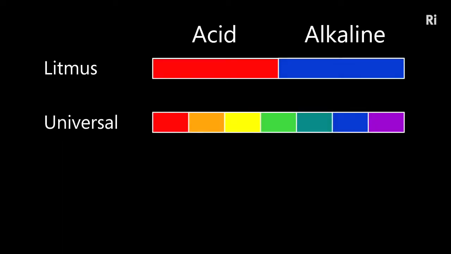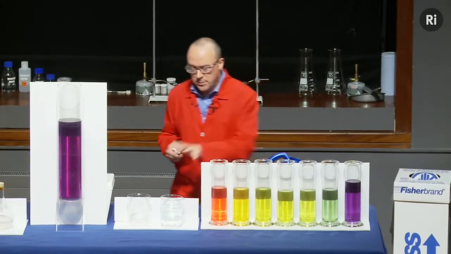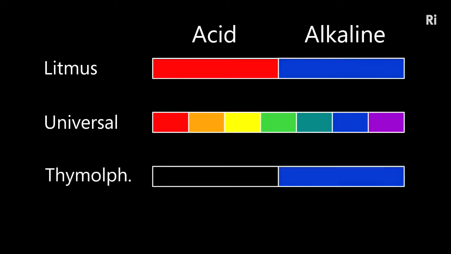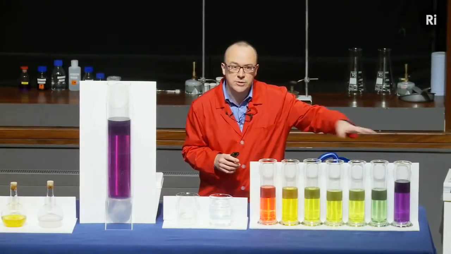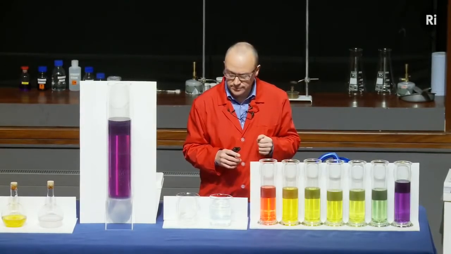It's red when things are strongly acidic. In the middle, where things are neutral, it's green. And in strongly alkali conditions, it's purple. And this experiment was based on an indicator called thymolphthalene, which is colourless in acid and it's blue in alkali conditions. So these cylinders had different amounts of acid and alkali in them, producing the various different colours.